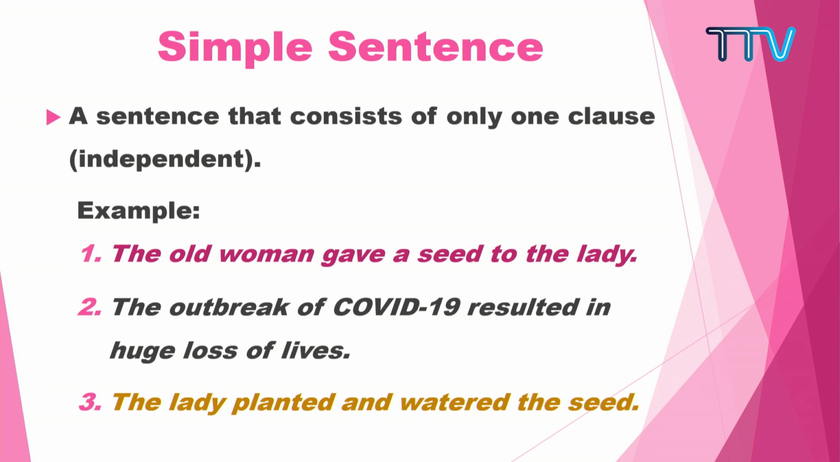So, the old woman gave a seat to the lady. The outbreak of COVID-19 resulted in huge loss of lives. The lady planted and watered the seed. These are all examples of simple sentences. If you are eager to know about clauses as independent or dependent, you will learn about this in our later session, right? Meanwhile, I'll just carry on with this. Now I just want you to look at the board.